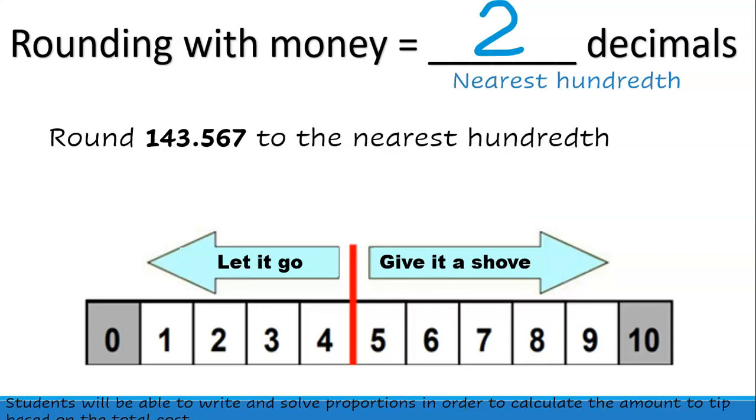Next one. What if we wanted to round 143 and 567 thousandths to the nearest hundredth? Well, again, nearest hundredth is 2 decimal places. So we're going to look at the third decimal place, which is the thousandths. It's a 7. When I compare 7 to 5, 7 is greater than 5. So 5 and above, give it a shove. So instead of staying at 5.6, it's going to become 5.7. So we'd have $143.57.